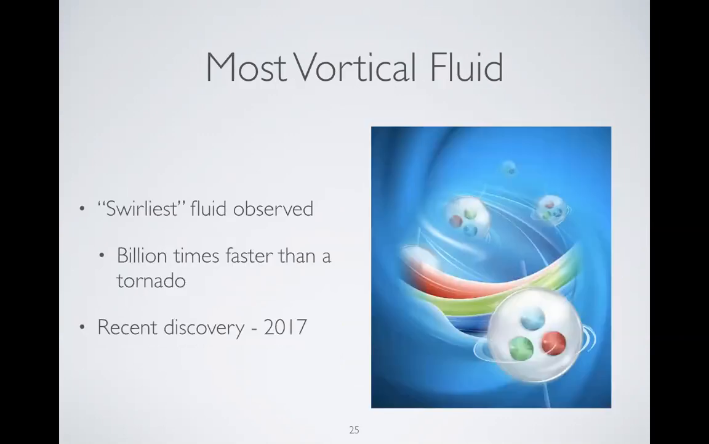A newer result that shows another extreme measurement is that it's the most vortical fluid. So the way I put that is the swirliest fluid ever observed. What can you compare it to? Something very swirly that we're more familiar with. It's like a tornado. So it swirls 1 billion times faster than a tornado. And this was a recent discovery, first published in 2017.